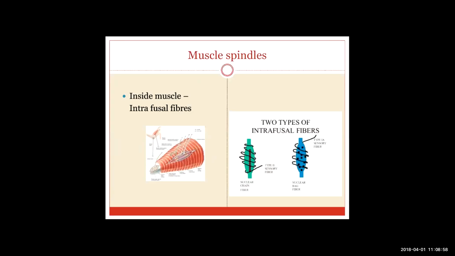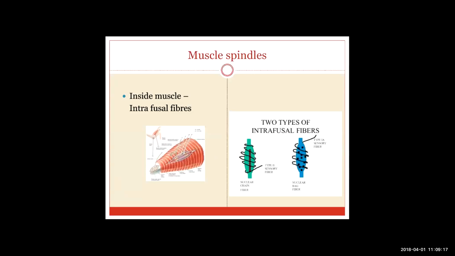Extrafusal fibers are the ones which are the muscles which we primarily know and we have seen in the last week. Intrafusal fibers are very small and they are seated deep inside the muscles. There are two types of intrafusal fibers. One is a nuclear bag, the other one is a nuclear chain.